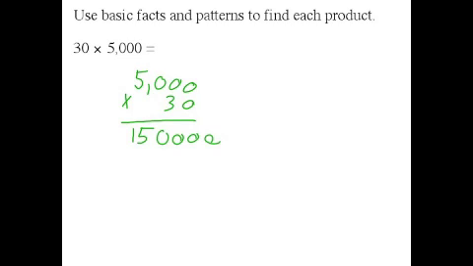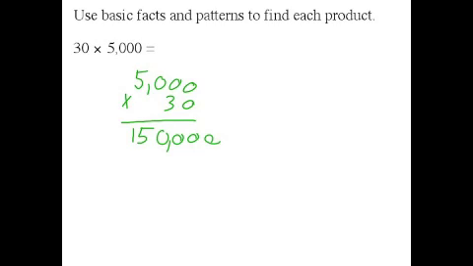This question is brought to you by Adam and Jake. Use basic facts and patterns to find each product. 30 times 5,000. 5 times 3 equals 15. Now we added all the zeros and we got 150,000.